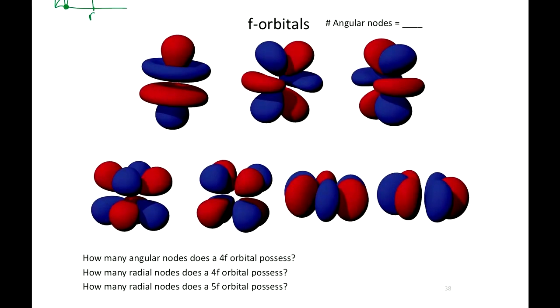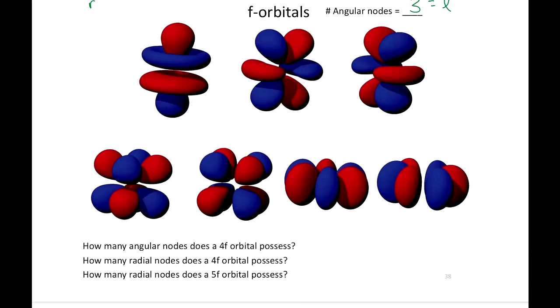F orbitals have 3 angular nodes, right? That is the L value. Those are the different shapes. See how I don't have them labeled because there's just a lot of them and we're not going to go into detail with F orbitals, all right? Okay, so let's look at these questions. How many angular nodes does a 4F orbital have? 3, because angular nodes is our L value.